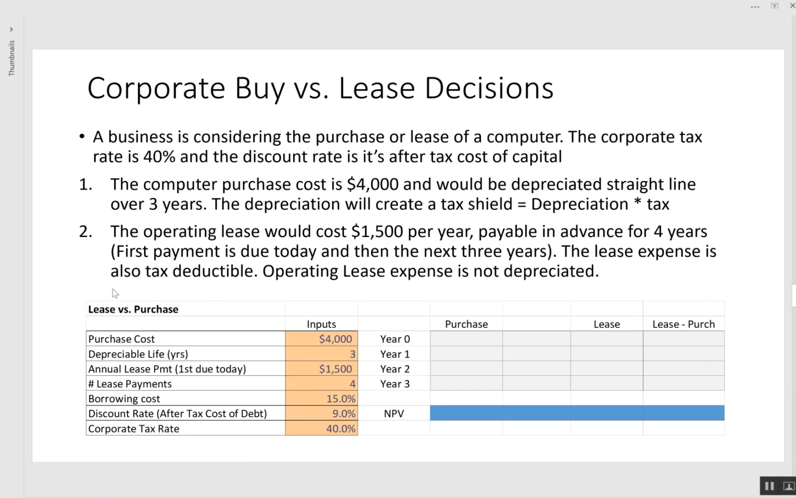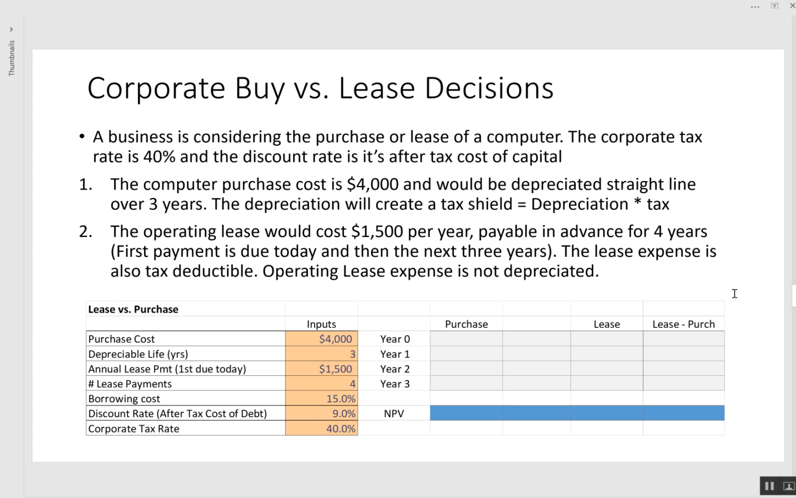So now we're going to look at a corporate buy versus lease decision. So you need a piece of equipment, and now you're simply deciding whether you should buy it or lease it. And we're going to assume we're doing an operating lease, where you just expense it, we don't depreciate it. So the purchase cost of the machine is $5,000 today.